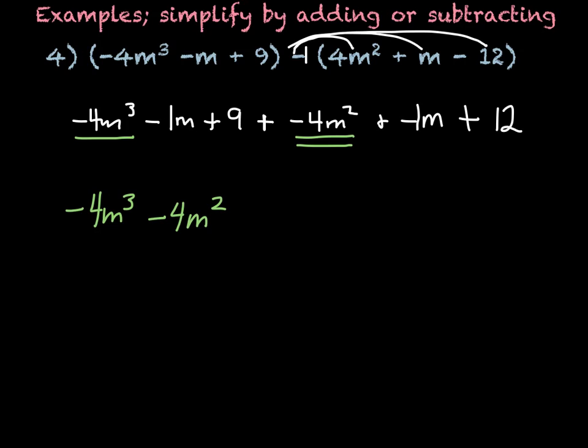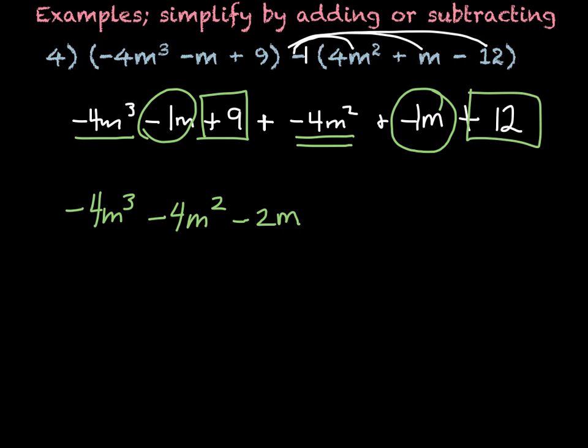And then I have my m's. Negative 1 minus 1 is a negative 2m. And then finally, I have my constant terms. 9 plus 12. So plus 21. So that would be your final answer.